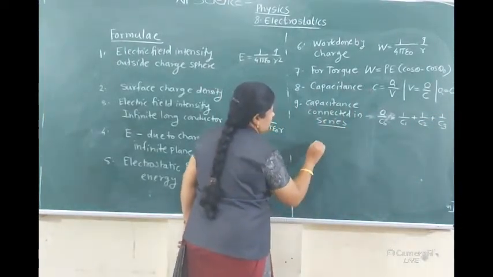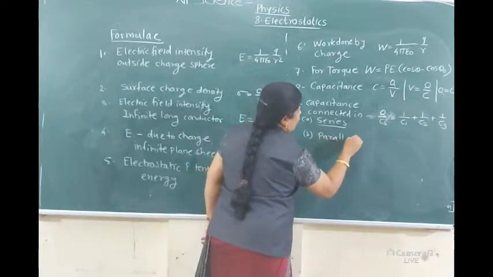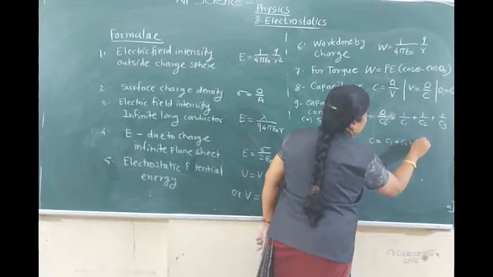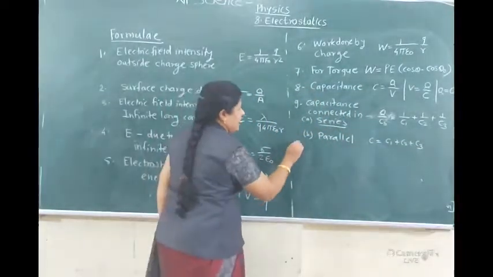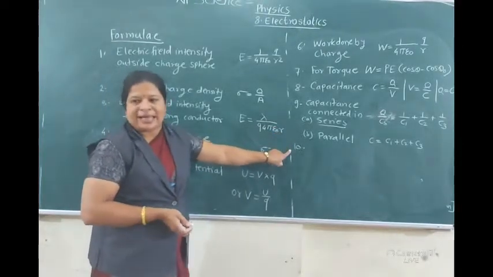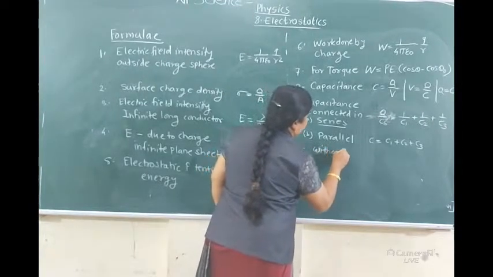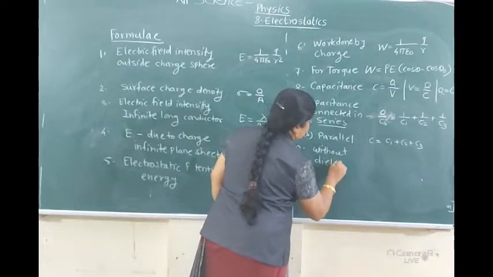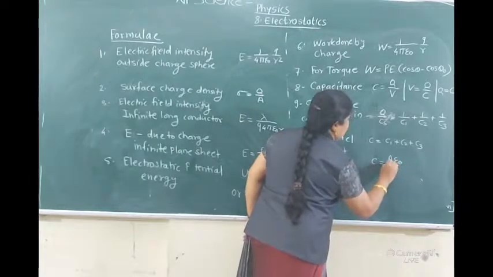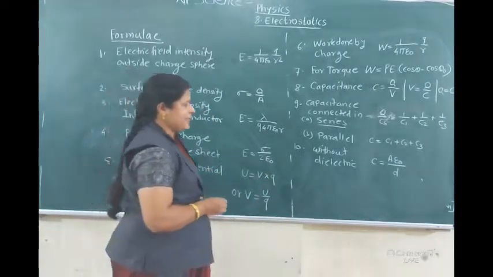For a parallel combination, we get capacitance C is equal to C1 plus C2 plus C3. Next formula for the capacitance without dielectric slab: C is equal to A epsilon naught divided by D.